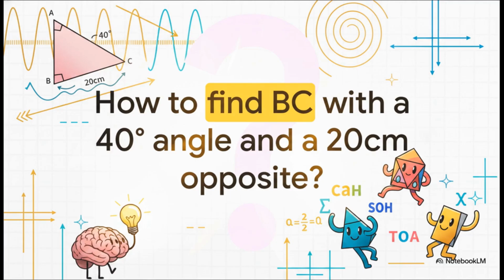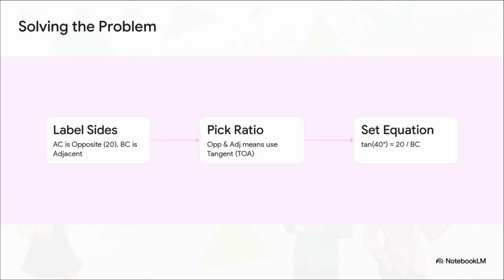Okay, at first glance, this might look completely daunting, but let's just take a breath and invite our 3 steps to the party. Methodically executing our steps makes this so effortless. Step 1. Relative to our 40-degree angle, the side across from it, AC, is our opposite side, which is 20. The side we need, BC, is right next to the angle, making it our adjacent side. Step 2. We have opposite and we need adjacent. Opposite and adjacent means we use tangent, TOA.